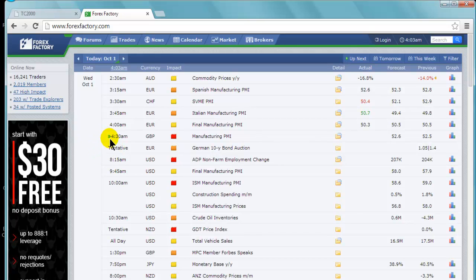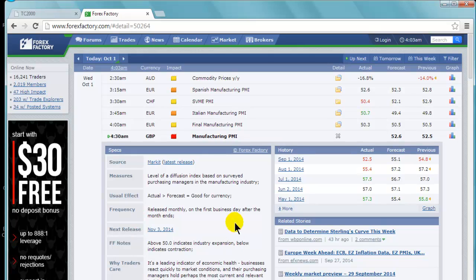You see the green arrow here? It's telling me that at 4:30 a.m. Eastern Time, that's 9:30 a.m. London time, we have this high impact news. That's why the envelope is red. This is relating to the pound, that's why we have GDP here. If I want to know what the manufacturing PMI is, I will click on the envelope here and I will read it here.